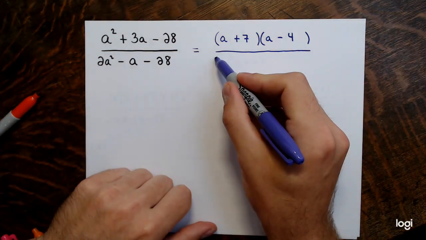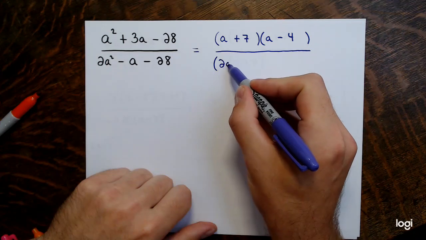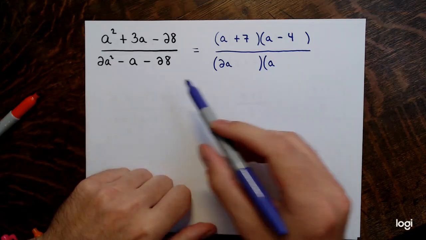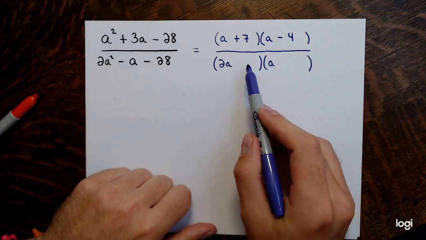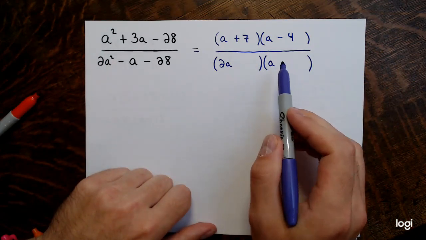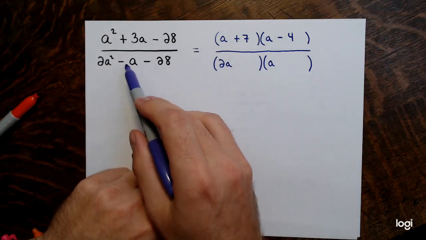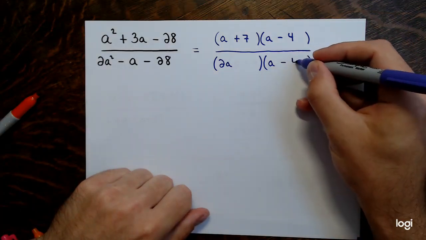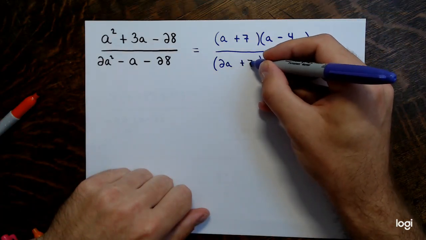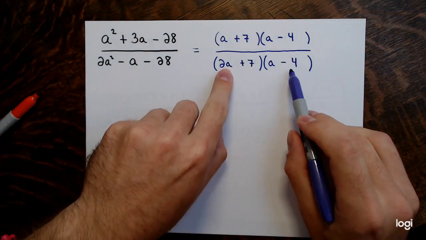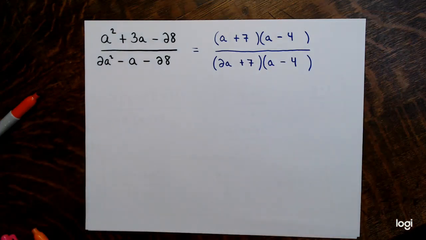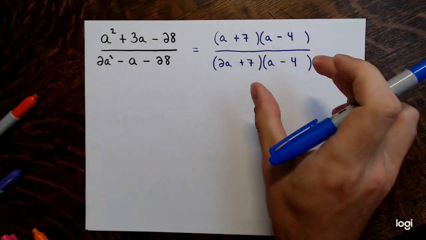And the denominator, again, I'll break that up. You have 2a in one, 1a in the other to give me the 2a squared. And then again, I'd be looking for factors of negative 28, so that when I FOIL, I get minus 1a in the middle. All right. So that'd be a minus 4 here and 2a plus 7 here, and you can double check that. Here's negative 8a plus 7a, which would be minus 1a. Okay, so it works out.